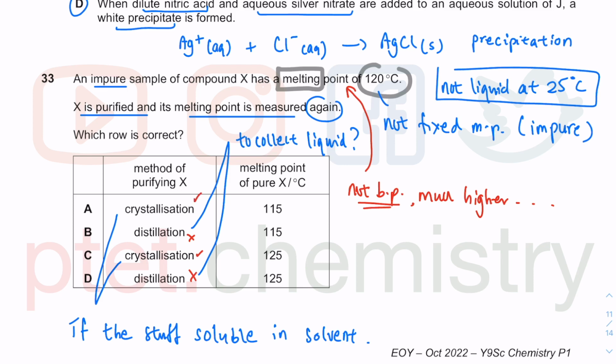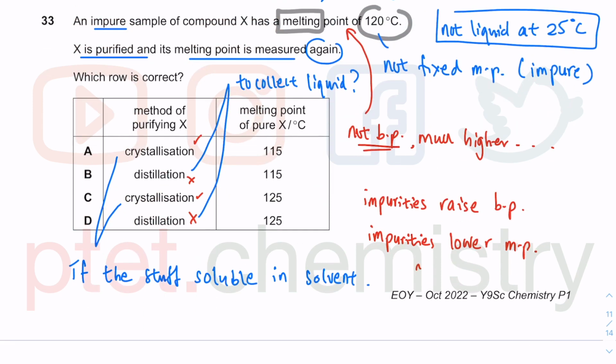In terms of the melting point, now this melting point is lower, this melting point is higher. What do we know about impurities? So the idea about impurities is that impurities raise boiling point. Think about adding salt to boiling water before you boil your pasta, the pasta that we eat. So you make the water boil at a higher temperature. But we also know that impurities lower melting point. So this 120 degrees Celsius is lower than what it should be. So 120 degrees Celsius is lower than the actual melting point.